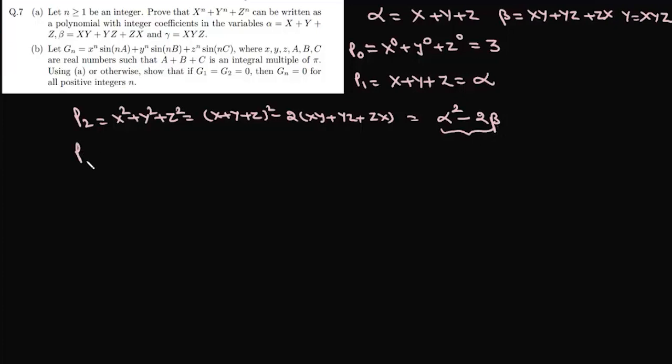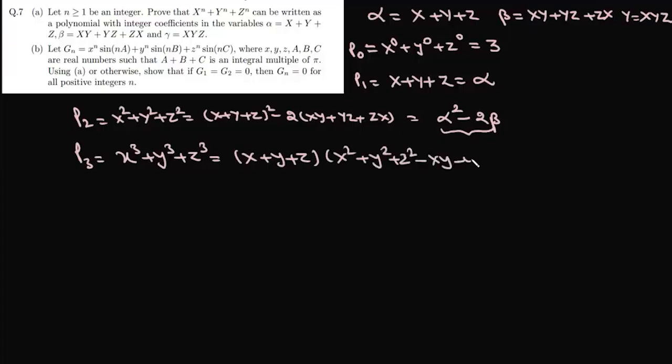Now if we write p3, it will be x cube plus y cube plus z cube. What we'll do is write x cube, y cube, z cube minus 3xyz. We'll take minus 3xyz on the right hand side. So we'll write this as x plus y plus z into x square plus y square plus z square minus xy minus yz minus zx, plus 3xyz.